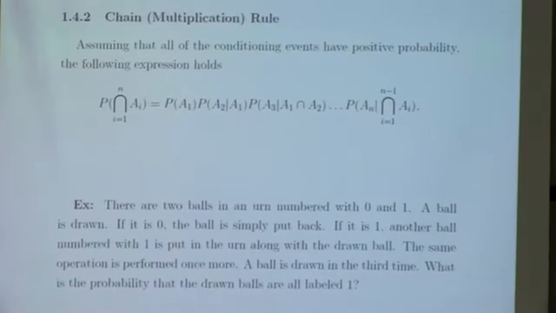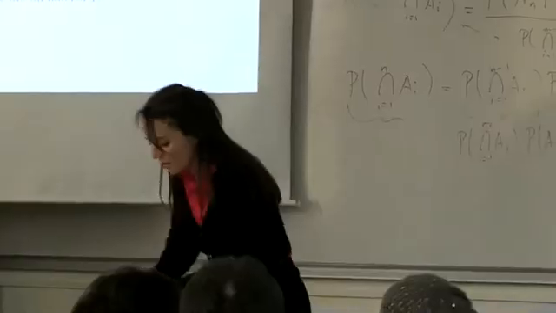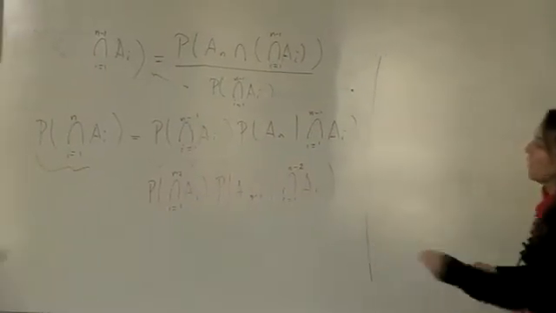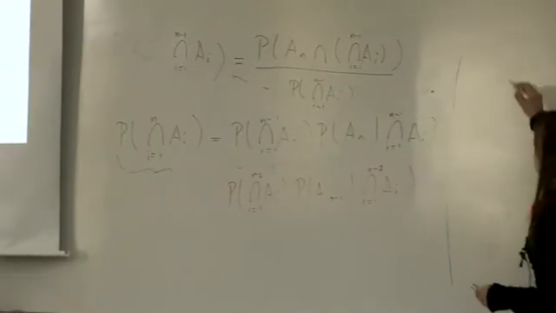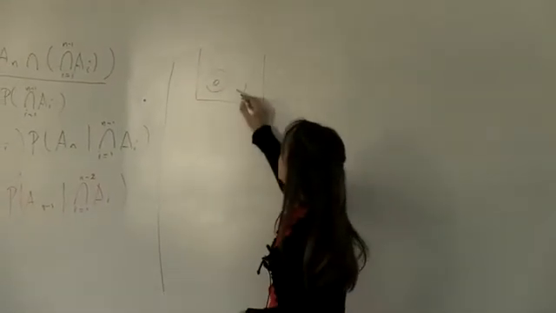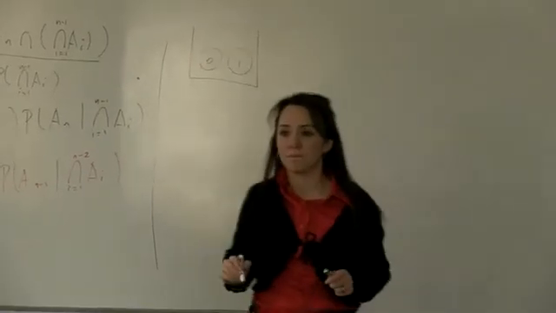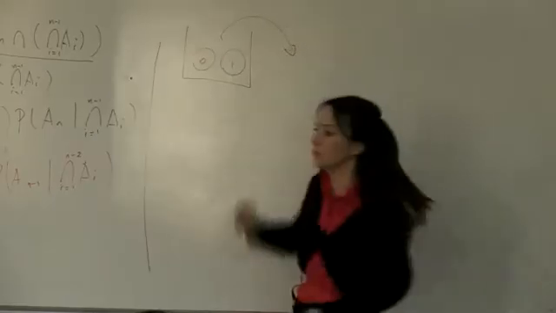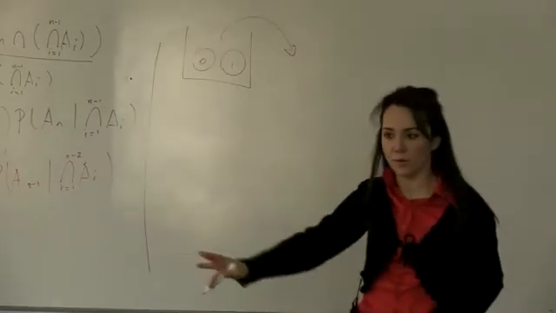Okay? And, after all, this is quite intuitive. Even before you started taking this class, I'm sure you had a notion of chain rule. And let's apply it to this simple example. There are two balls in an urn labeled 0 and 1. So there's a ball with a label 0 on it. There's a ball with a label 1 on it. Okay? And we draw a ball. Okay? The result is either 0 or 1.